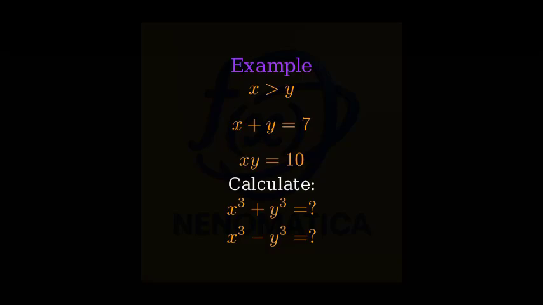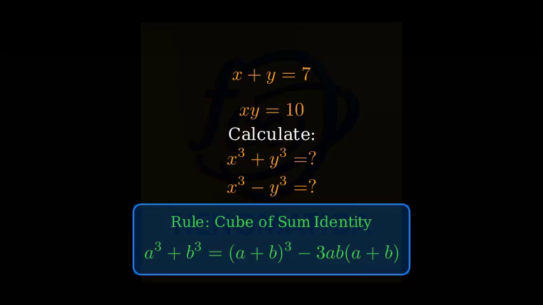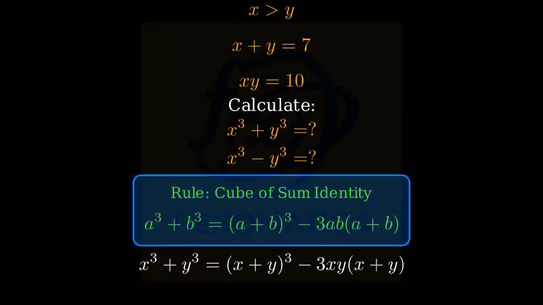Let's start by finding x cubed plus y cubed. For this, we'll use the algebraic identity that says the cube of the sum of two numbers equals the sum of their cubes, plus 3 times their product times their sum. In mathematical notation, this is a cubed plus b cubed equals the quantity a plus b cubed, minus 3 times a times b times the quantity a plus b.